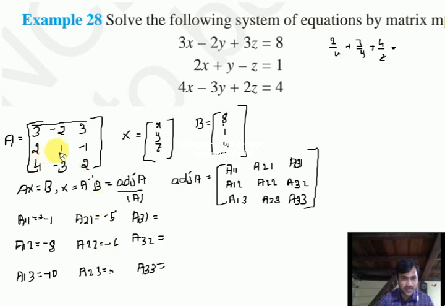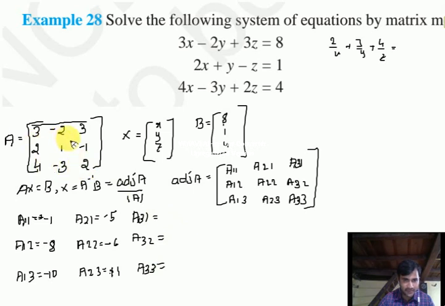A23: second row, third column. If you leave the second row and third column, 3 into, sorry, 3 into minus 3 it is. Then you have 4 into minus 2. So then it will be minus 9 plus 8, then it will be minus 1. But you have a minus outside of that. Therefore it will be plus 1. So then you have 3, 1.